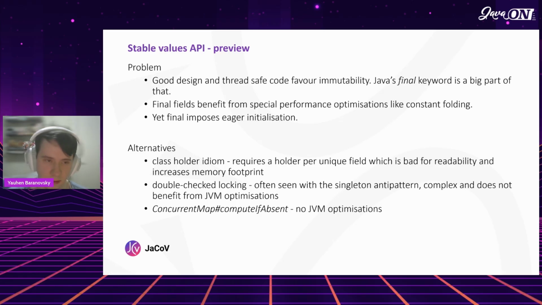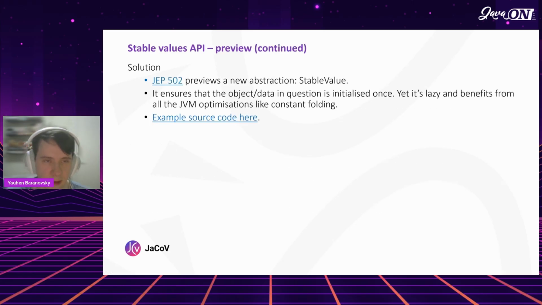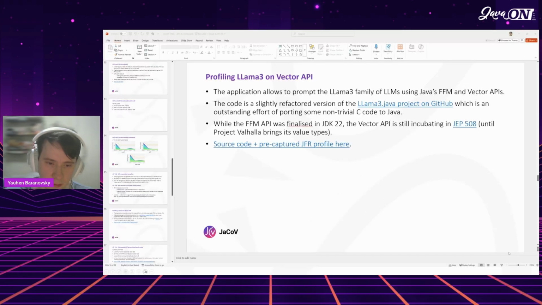JVM optimizations, unfortunately. And the stable values API introduces a solution, a separate abstraction, which allows to have the best of both worlds, namely lazy initialization and internal JVM optimizations. And let's have a look at an example.